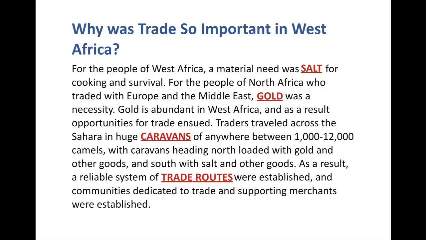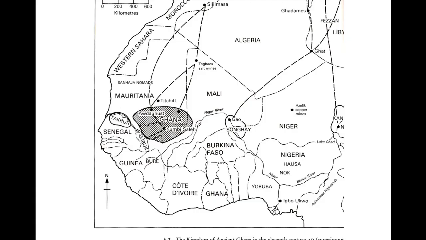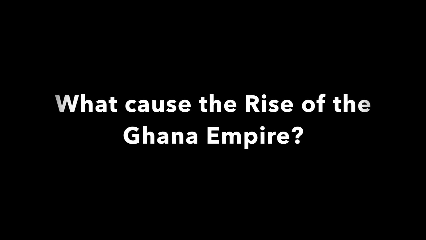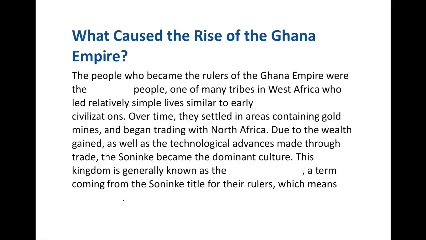You had a reliable system of trade routes being established, which I'll look at in a second. And communities dedicated to trade and supporting these merchants were established. And so what we see right here, in the shaded areas, what we'll talk about with the Ghana Empire, are all of these trade routes. We established the whole idea of trade being the lifeblood of these West African empires and what connected them to the outside world, at least what we think of as the Mediterranean and all that stuff.